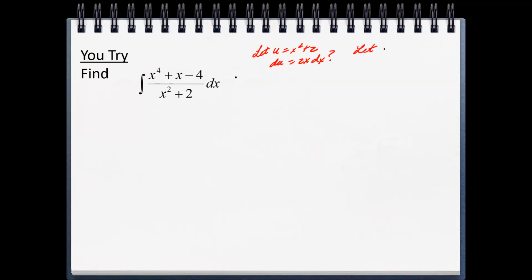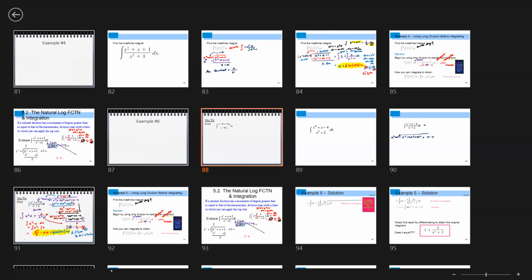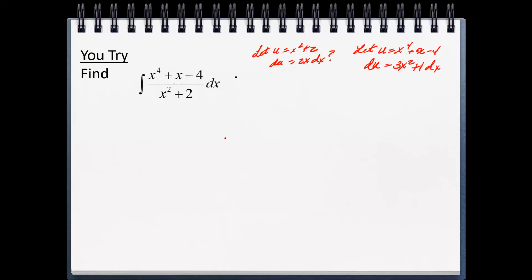Now, let's say you decide to let u be x to the fourth plus x minus 4. Well, du is going to be 3x squared plus 1 dx. How are you going to get rid of this x squared plus 2 with 3x squared plus 1? I mean, there's just no way for you to get rid of that. So these are all just good suggestions, but ultimately they're just kind of a waste of time.